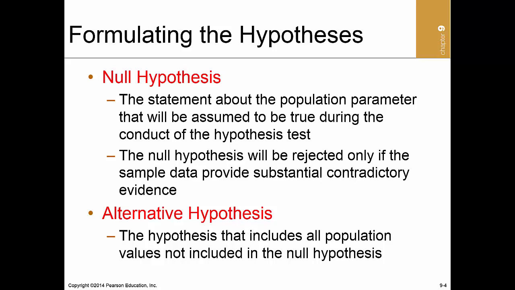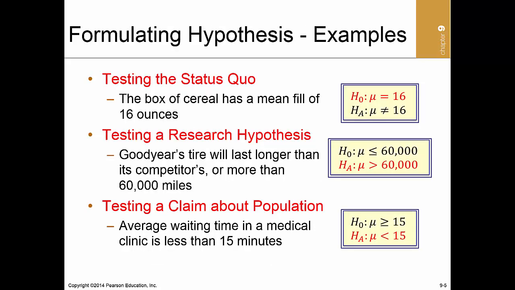In many cases, you'll be interested in whether a situation has changed. We refer to this as testing the status quo, and it's a common type of application of hypothesis testing. For example, the Kellogg's company makes food products including a variety of breakfast cereals, and at the Michigan plant, Frosted Mini Wheats are produced and packaged for distribution around the world. If the packaging process is working properly, the mean fill per box is 16 ounces.